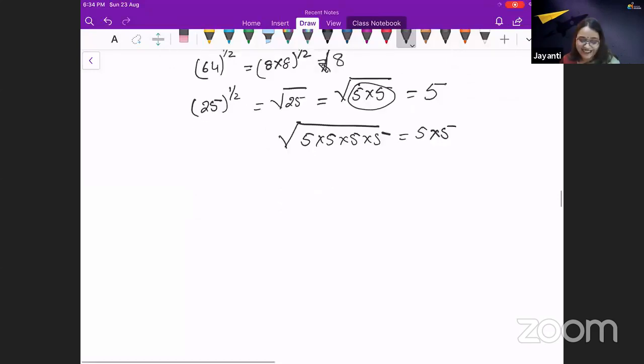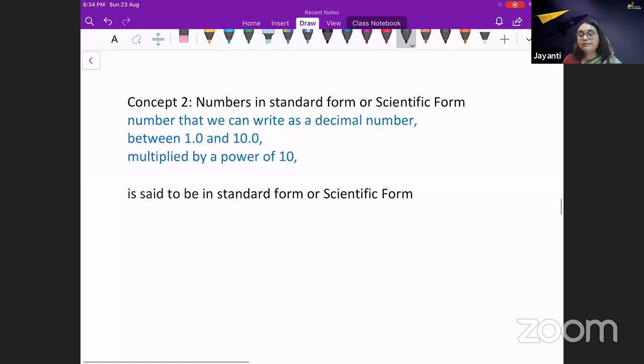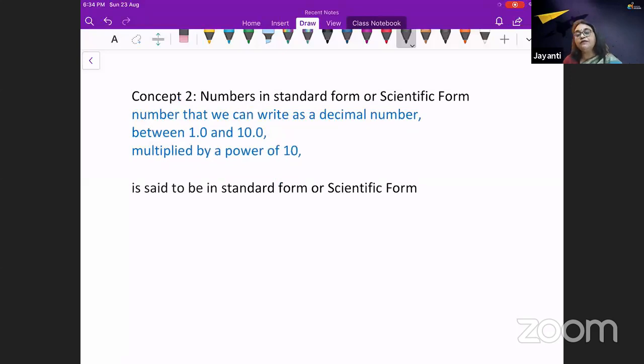Right. So let's come to the second concept. First concept we have seen. So again, let us revise. We have seen a rational exponent. We have seen when the base is a rational number, what happens. When the exponent is a rational number, what happens. Now next we will write, this is a very important part. It is not only used in mathematics, it's heavily used in physics and in chemistry, in sciences.